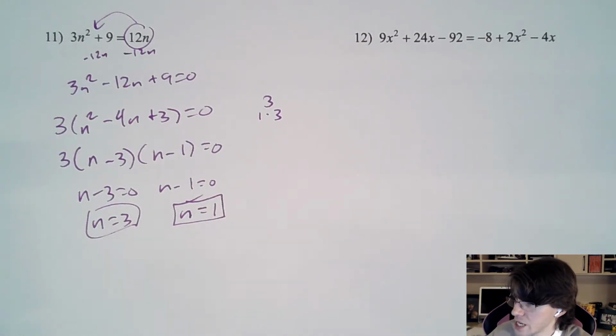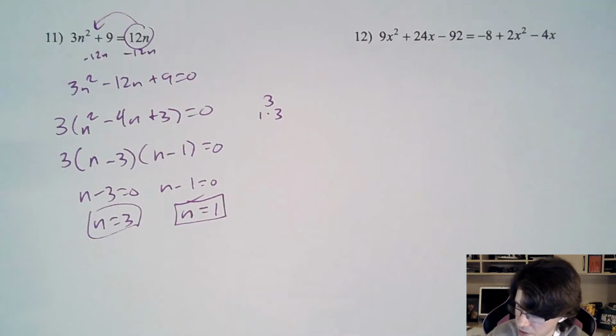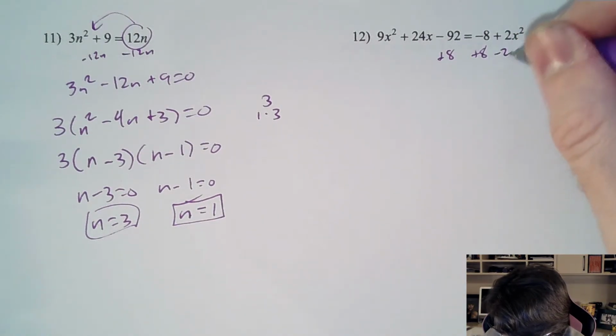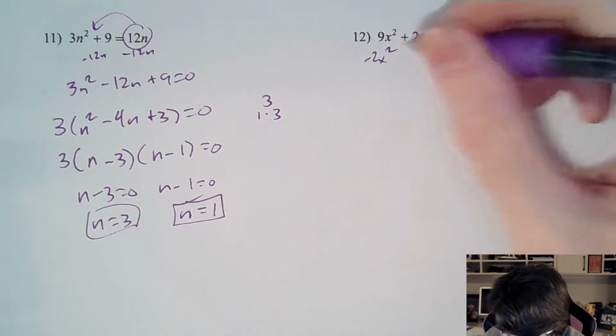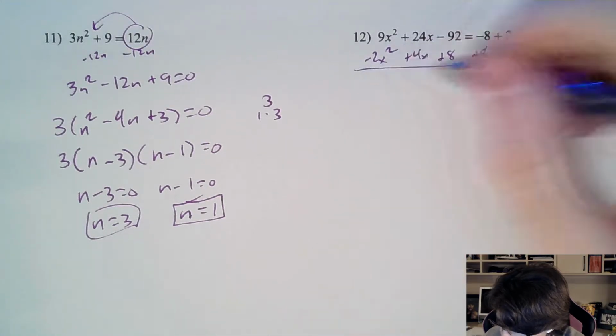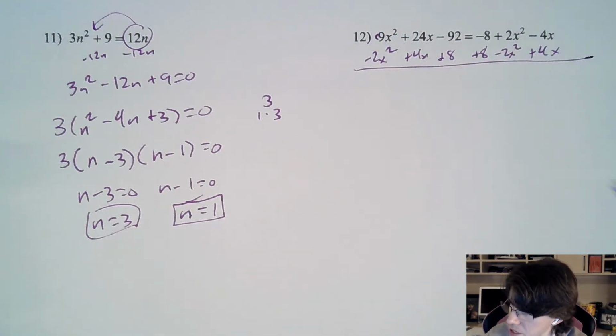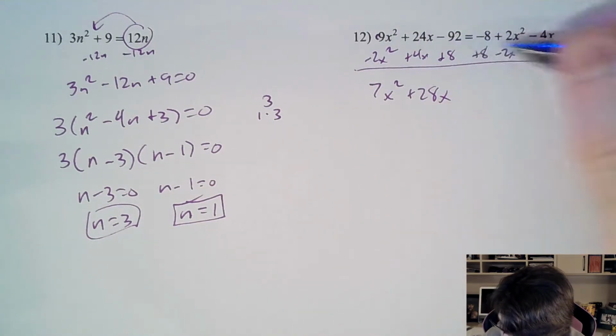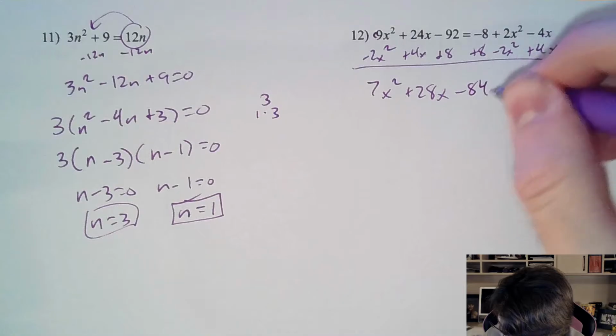This time we have a whole lot of different terms. You got to move all of them over to the left. No big deal. We're just going to add 8 to both sides. We're going to subtract 2x squared on both sides. Make sure you line them up correctly. And we're going to add 4x to both sides. Didn't really matter which side we moved to, but I kind of like keeping this guy positive out in front when we can. So that's going to give us 7x squared plus 28x minus 84 equals 0.